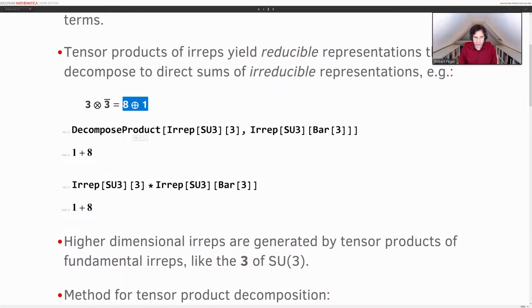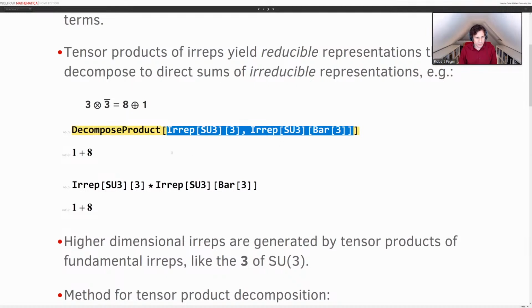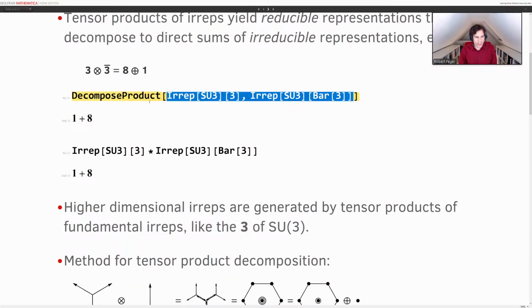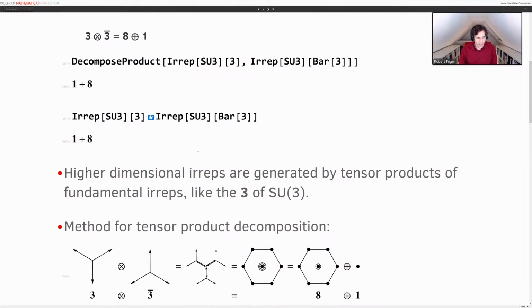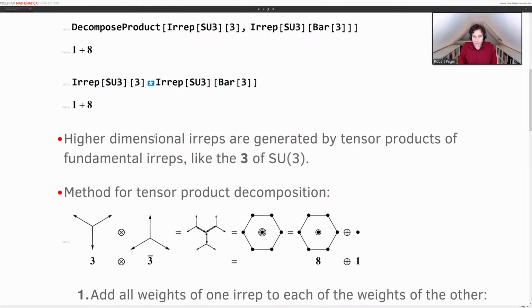You can do that in LieART with the command DecomposeProduct and then indicating the two irreps, and the result is the right-hand side, the 1 plus 8. Instead of DecomposeProduct, you can also just multiply them, and LieART knows what to do. In fact, high-dimensional irreps can be generated out of the so-called fundamental irreps of some Lie algebra. Sometimes they're called generating irreps because they generate the high-dimensional irreps. And the 3 and the 3 bar of SU(3) are, for example, fundamental irreps.